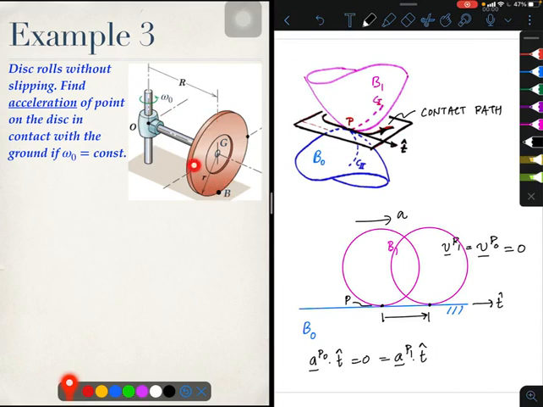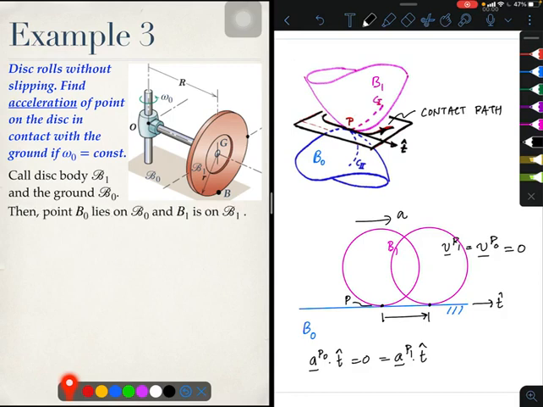attached to the disc. Let's go ahead and call the ground the body B0, and we will call the disc the body B1. I am doing so as to align with the formula that we have just written down for rolling motion. So let us also differentiate the point B0 which lies on the ground and the point B1 which lies on the disc.